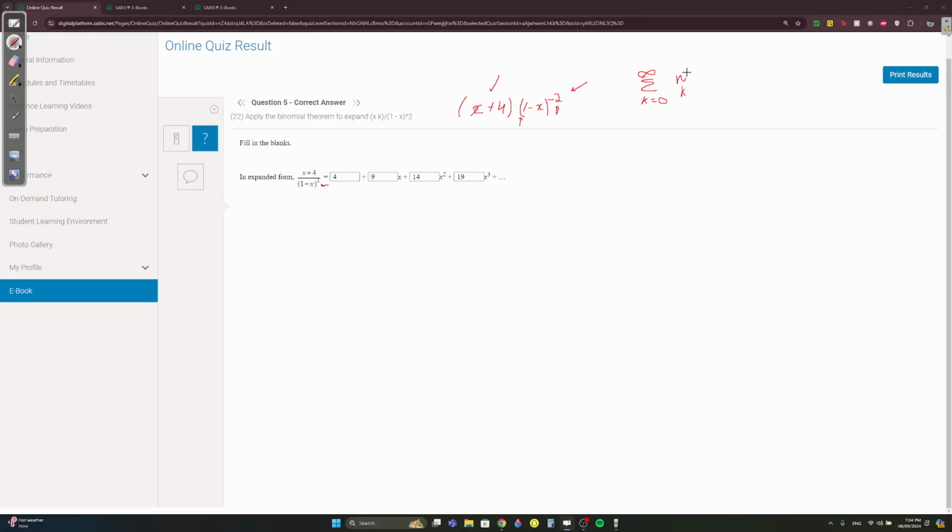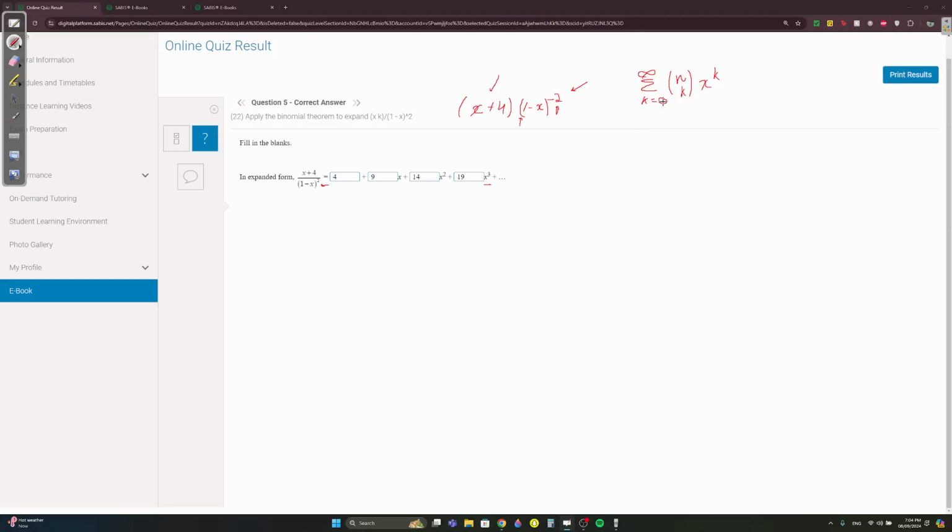And ck x to the power of k. Right? Forget about the 1, because 1 times x is x, and 1 times x squared is x squared. So it doesn't matter. Okay. Let's start expanding this now. What do we know? We know that we're going to expand until x cubed, right? So let's continue expanding until x cubed.